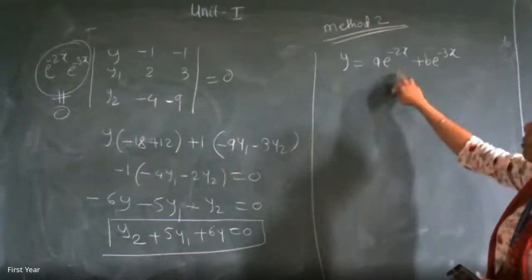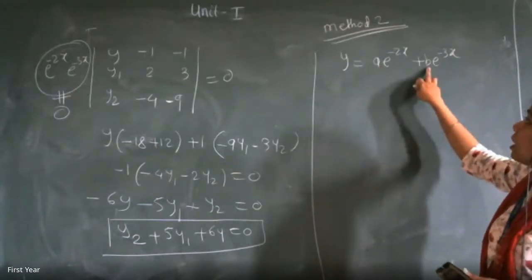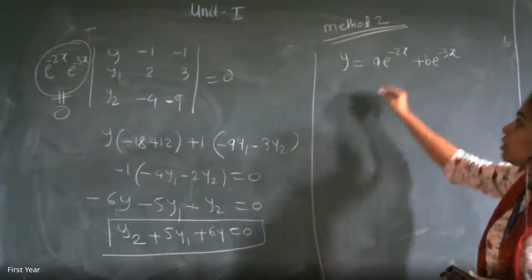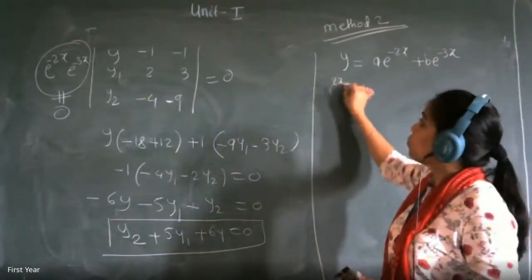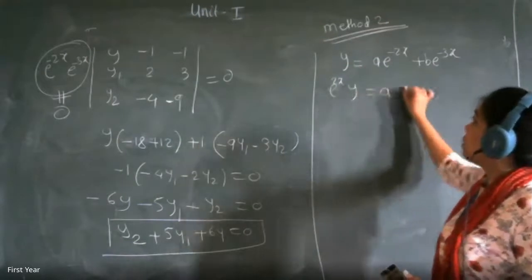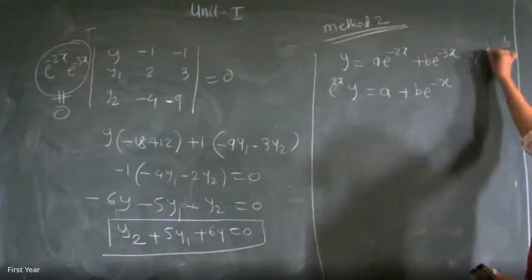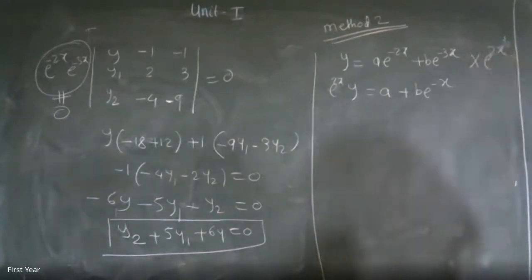If x was multiplied, then also this method will become easy. But for this example, a and b can be made individual, that means you can remove e raised to minus 2x by multiplying by e raised to 2x everywhere. Let me see that this will become like this. Multiply this with e raised to 2x. Is this okay? Yes, ma'am.